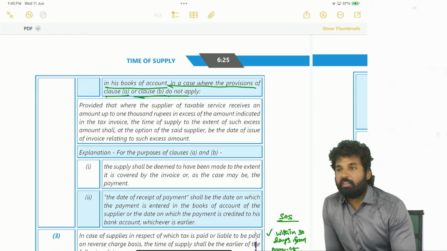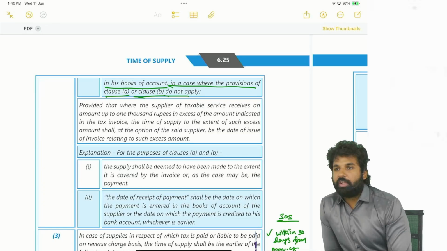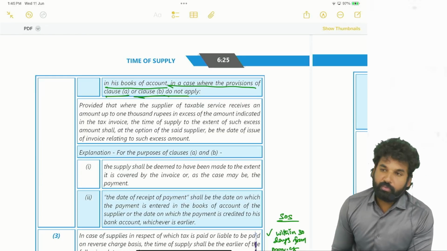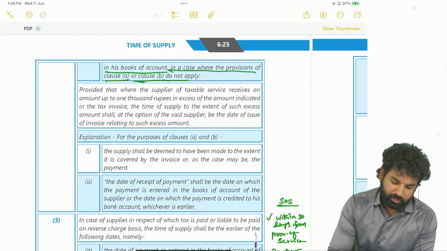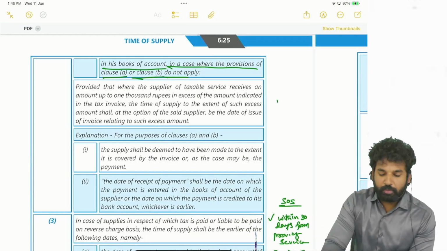they are not having any information with respect to payment, with respect to invoice. Everything is in cash. They are not maintaining anything. In such cases, when they are entering in their books of accounts, the date of entry in the books of accounts will be the time of supply. So right. Next, in case of excess payment received up to 1,000 rupees.